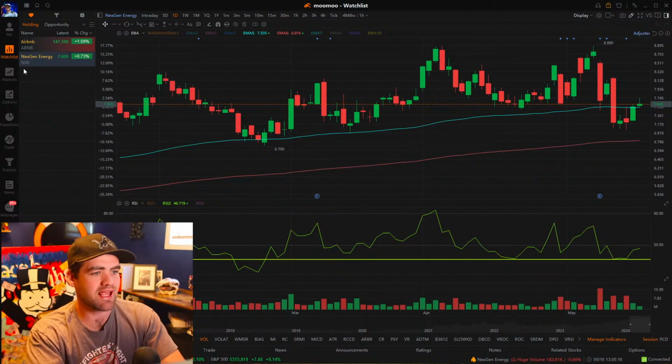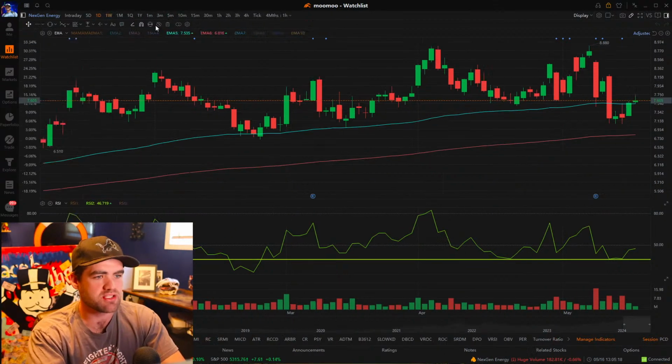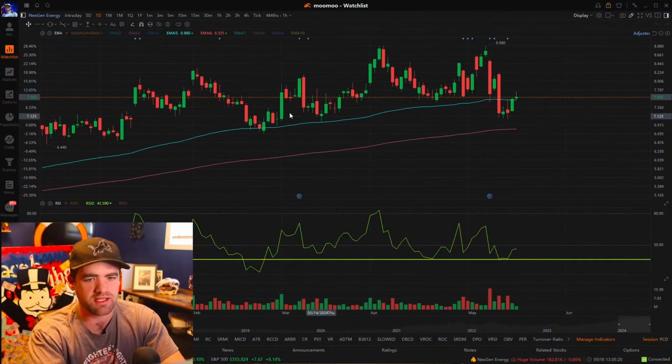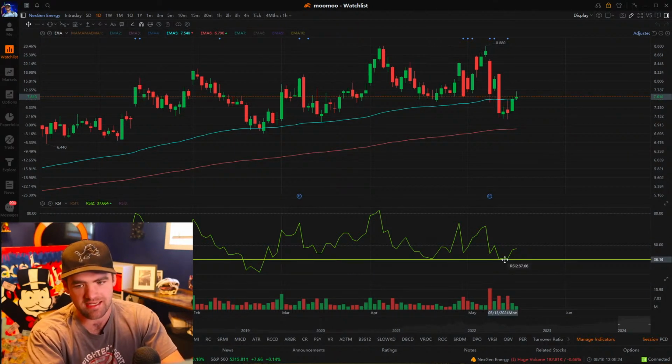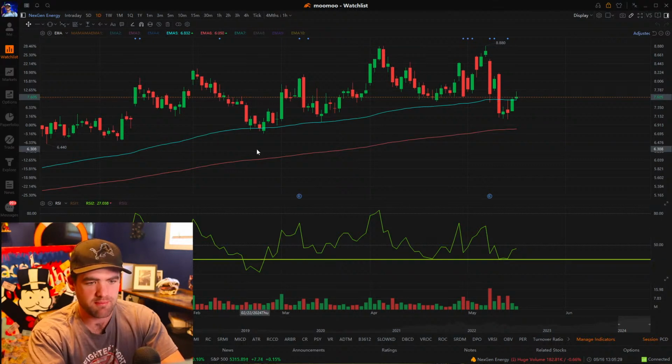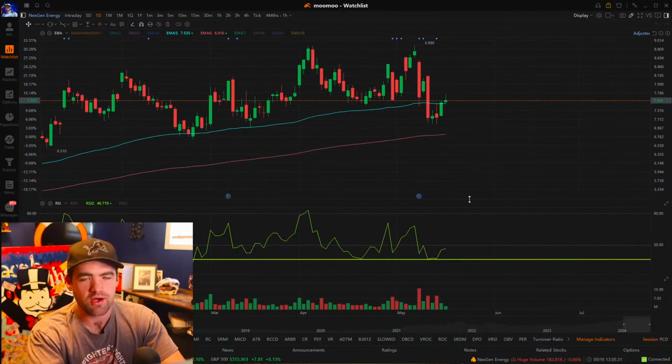So next one here is NXE. NXE, you guys know I made a video on this one here. Great upward trend. Sold off, very low on the RSI at a 36. Last time it was at a 36 was right in here, and before then was right in here. So understanding these RSI lines, moving average lines.